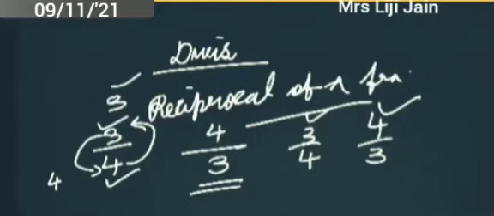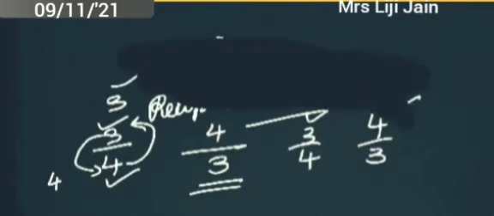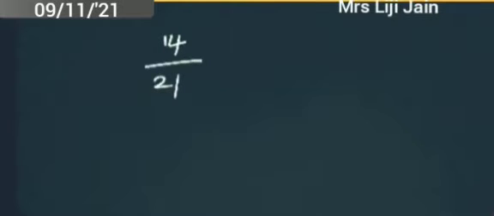So what is meant by reciprocal? Reciprocal of a fraction is the fraction obtained by interchanging its numerator and denominator. Got it? Very easy. The fraction obtained by interchanging its numerator and denominator is known as the reciprocal of a given fraction. So can you say what is the reciprocal of 14 by 21? Yes, it is 21 by 14.